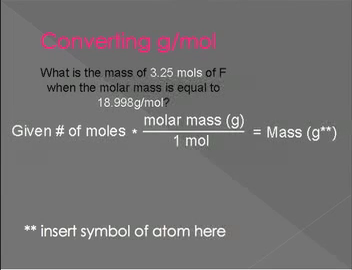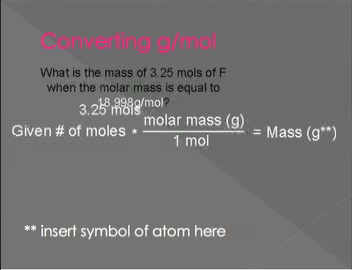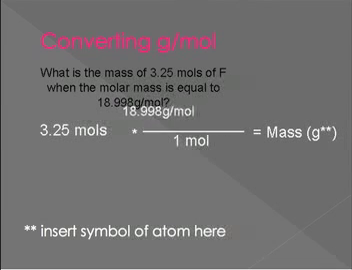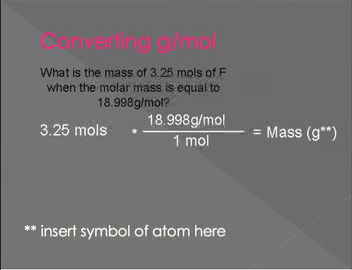The given number of moles stated here is 3.25. So insert that 3.25 where it says given number of moles. Make your little asterisk. And then on the top of this fraction, you're going to put the 18.998 number. Draw your fraction line, and underneath it, you're just going to have the number 1 mole, or you can simply write 1. When we multiply that out and divide that out, we're going to get the total mass.